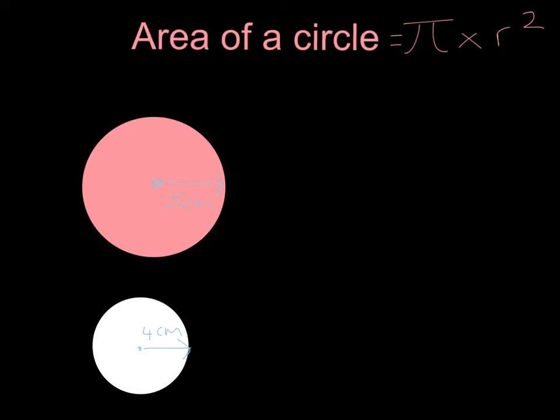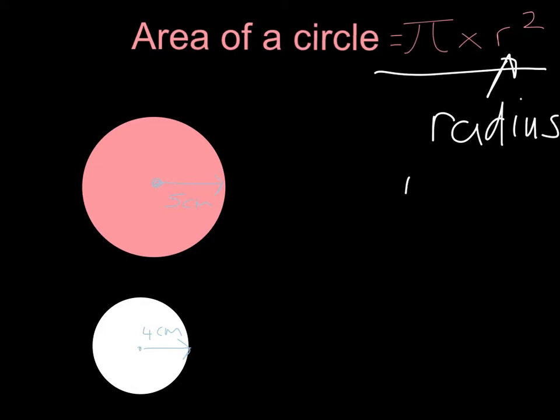Okay, so the area of a circle. The area of a circle, we use pi r squared to calculate it, where r is the radius of the circle. Now there's a square button on your calculator, or if you don't know what r squared means, r times itself, so r times r. It's much easier to use your calculator button to square it.